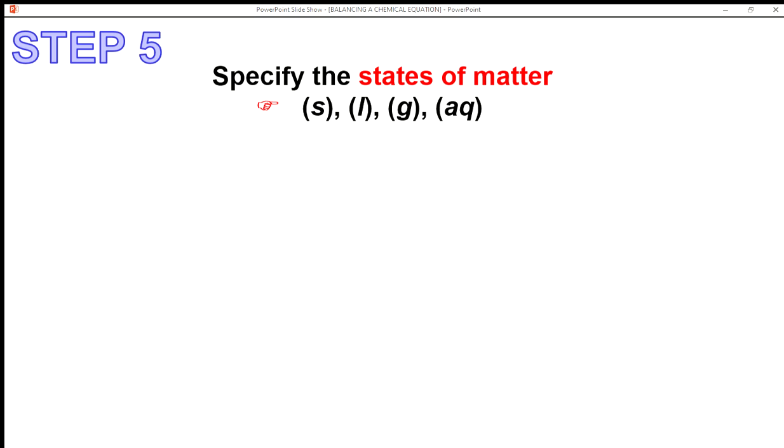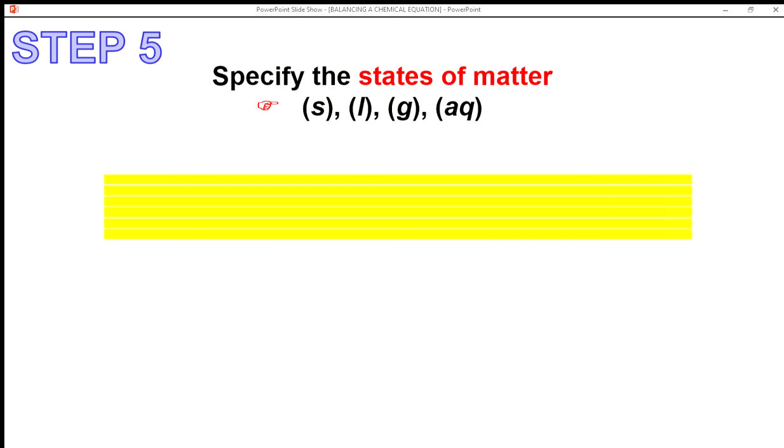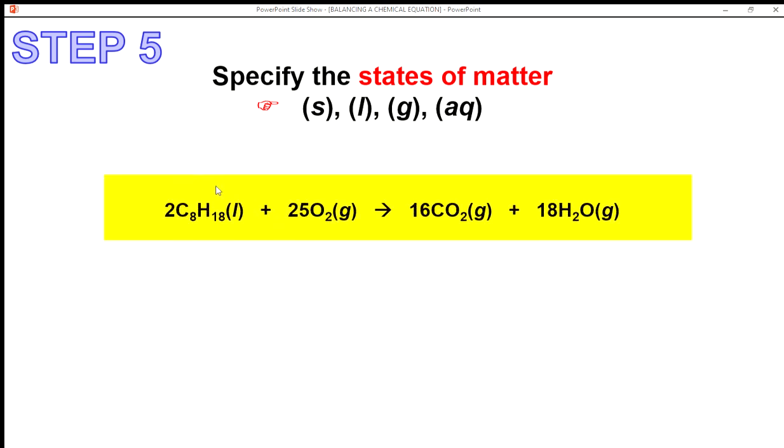In step 5, we are going to specify the states of matter, whether the components in the equation are solid, liquid, gaseous state, or aqueous state. In this case, since octane is in liquid form, we are going to put liquid, and oxygen gas, carbon dioxide gas, and water vapor also in a gaseous state. So we're going to write the states of matter for each of the components in the equation.